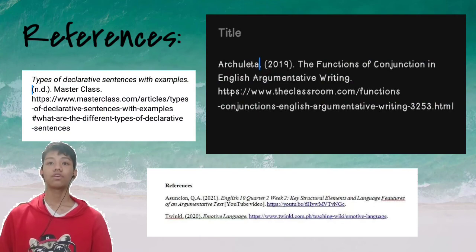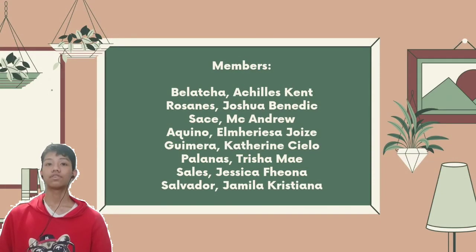And that's all of the information about the different language features of argumentative essays that writers use to convey their message to us readers in a much easier way.